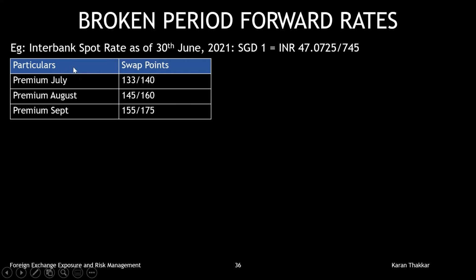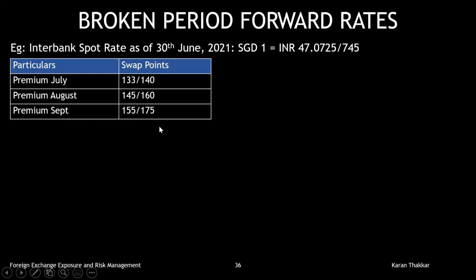And the premium swap points can be quoted like this, which basically means the swap points for the month of July end, and the spot rate is given for 30th June. So the swap points for 31st of July are 133 to 140, whereas the premium swap points for August, that is 31st of August, are 145 to 160 pips, and similarly the same for September as well.